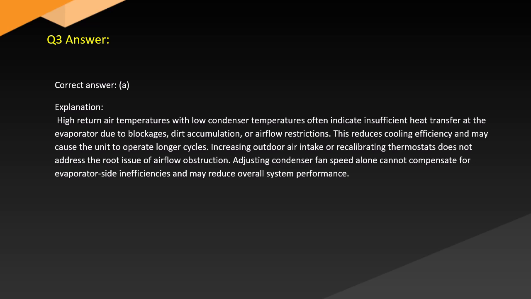Answer. Correct answer: A. Explanation. High return air temperatures with low condenser temperatures often indicate insufficient heat transfer at the evaporator due to blockages, dirt accumulation, or airflow restrictions. This reduces cooling efficiency and may cause the unit to operate longer cycles.